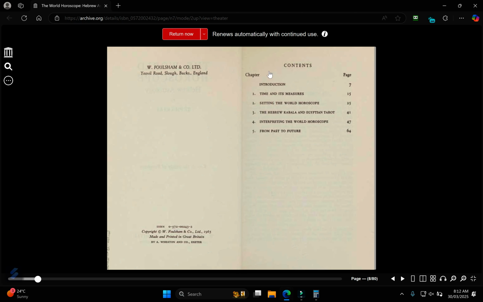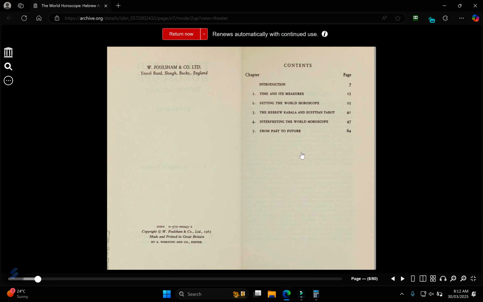We've got contents, we've got chapter, we've got page. Introduction starts on page 7. Why does introduction start on page 7? Well, we should figure that out. Then we have Time and Its Measures starting at 15, Setting Up the World Horoscope starting at 25, Hebrew Kabbalah and the Egyptian Tarot starting at 41, Interpreting the World Horoscope starting at 47, and From Past to Future starting at 64.